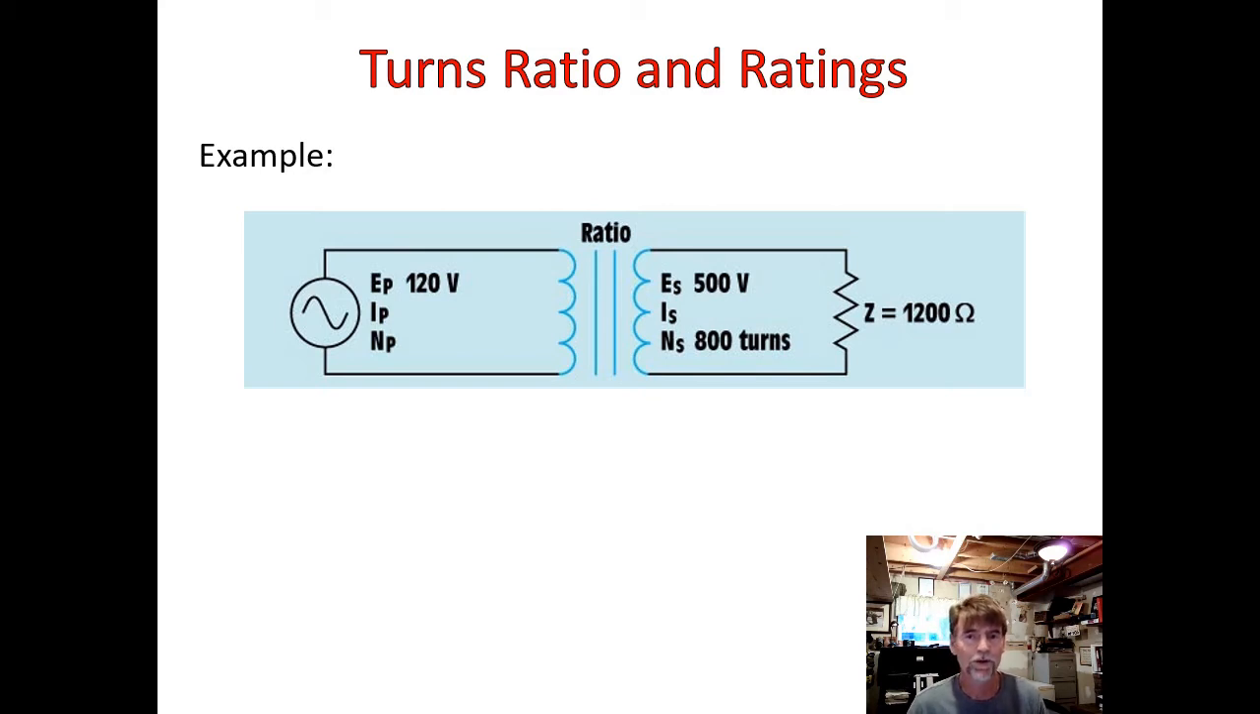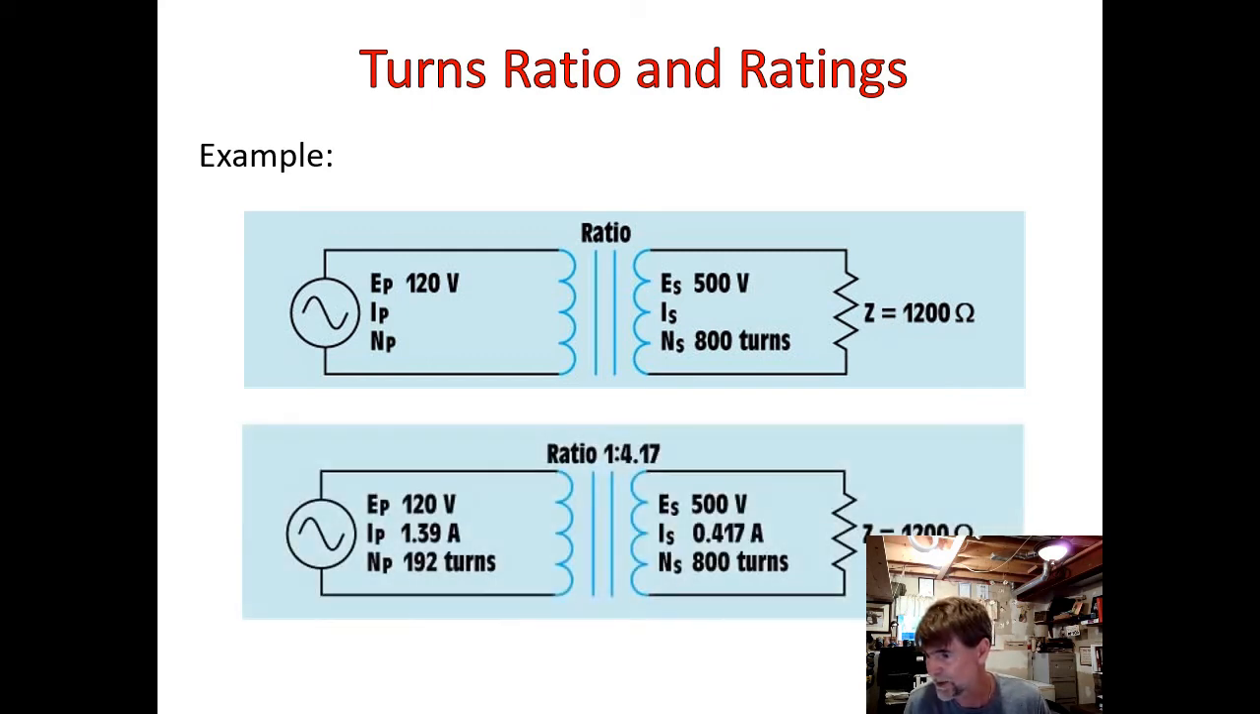Okay, there are a few different ways you could have gone about this. But the first thing I hope you recognized is, what kind of transformer are we looking at here? Is it a step up or a step down transformer? It's a step up transformer. We have more voltage on the secondary side than we had on the primary side. Okay, let me hit forward here and get the answers for us.